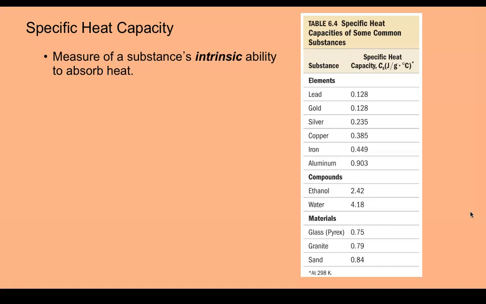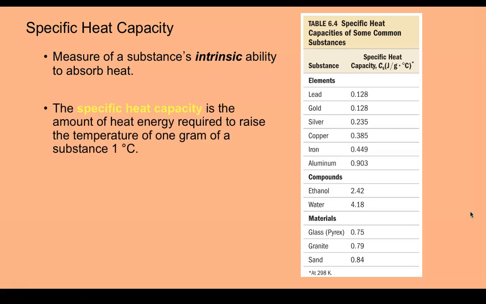So again, specific heat measures the substance's intrinsic ability to absorb heat. Smaller the number, absorbs faster, but it's smaller packets. Whereas larger the number, takes longer. That's why it takes a while to heat water to boiling. So by definition, it is the amount of heat required to raise the temperature of 1 gram by 1 degree, which is also a calorie.